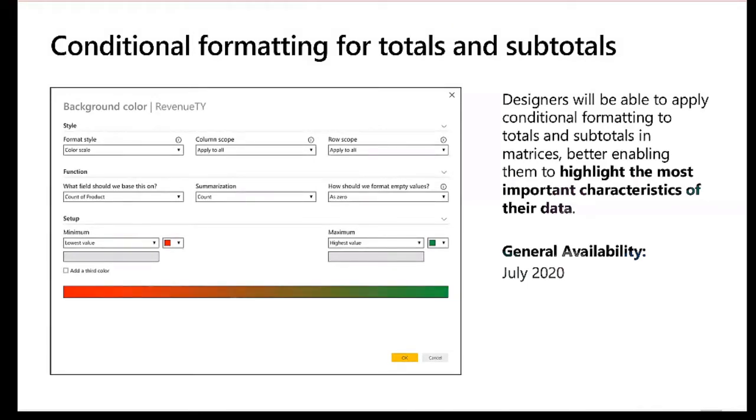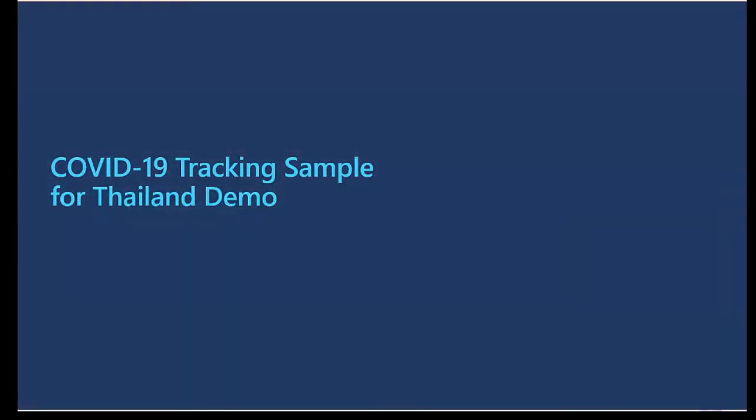This feature will allow designers to set the scope for currently available conditional formatting options. For example, background color, font color, data bar, and icon formatted by color scale, rule, or field value, to specify the level of hierarchy to which they would like to apply the formatting. Also, this will be available in GA in July 2020. So that's the highlight of the Power BI roadmap.